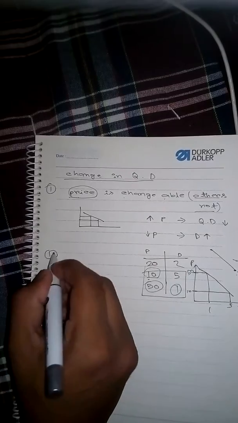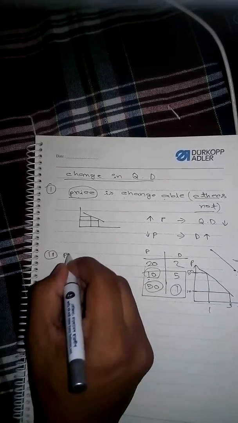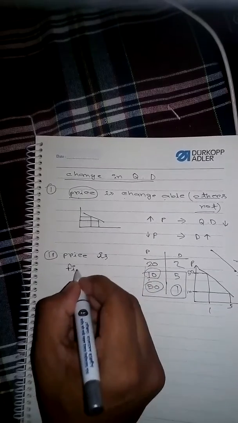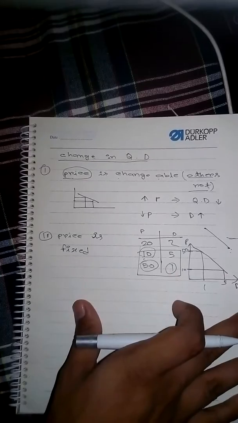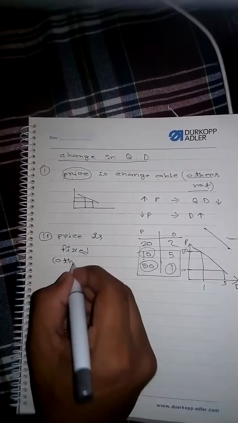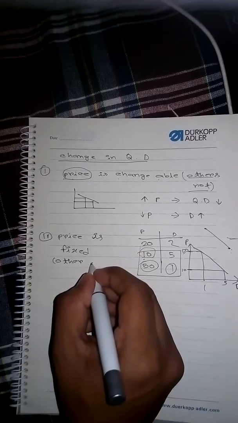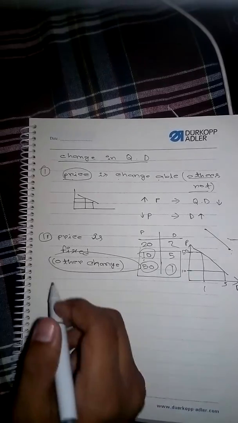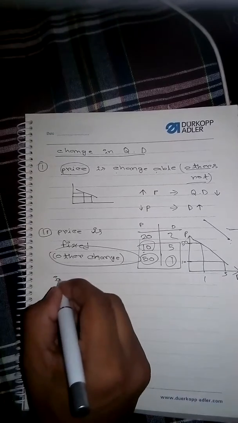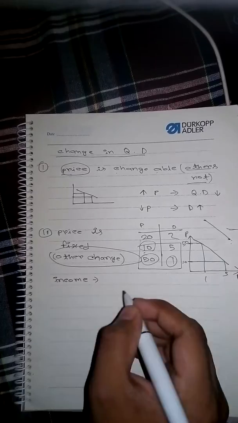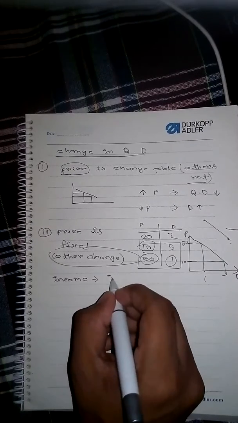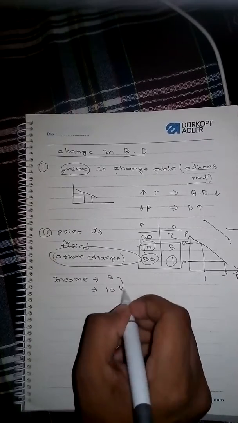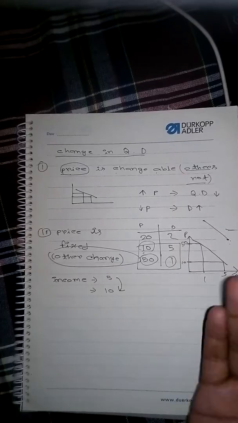Now the second case. The second case is the price is fixed. Now the price will not change, and the others can be changeable. What do the others mean? Others means your income. Let's say previously your income was 5 and now your income becomes 10. So your income increases, so your demand will increase.